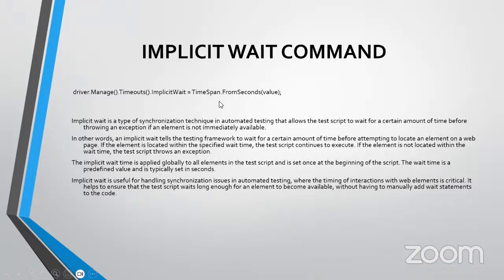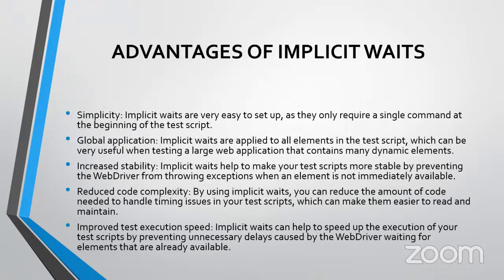If within this 5 seconds period the driver doesn't locate your element, it's going to throw an exception. But if it locates the element before the 5 seconds, it's just going to close the wait and move on to whatever you want to do. We can also look at some advantages of implicit wait, and we'll also look at some disadvantages. I don't know if anyone has a question on the implicit wait.